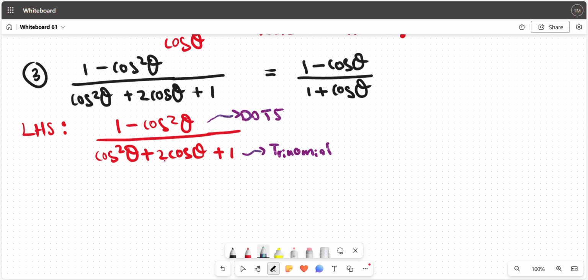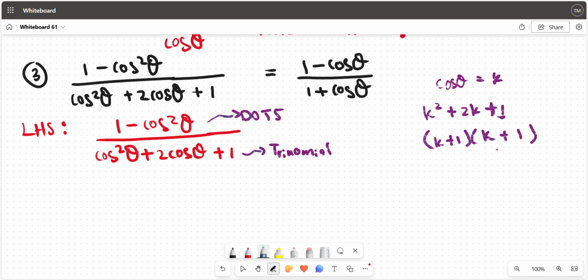Maybe the best way that you can actually see that as a trinomial is, let's take that cos theta is equal to a k. And I just want you to see it. So it will be a k squared plus a 2k plus a 1. So this is clearly a trinomial. And how you factorize this trinomial is you just look for factors of 1 that add to give you a 2, which will just be a k plus 1 and a k plus 1. So that's how you factorize that trinomial.